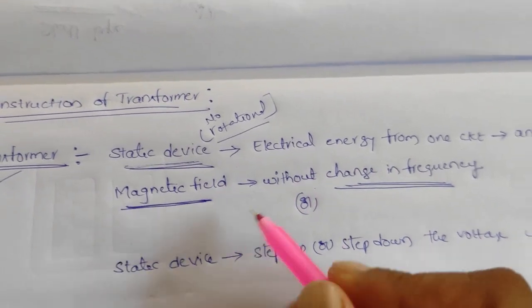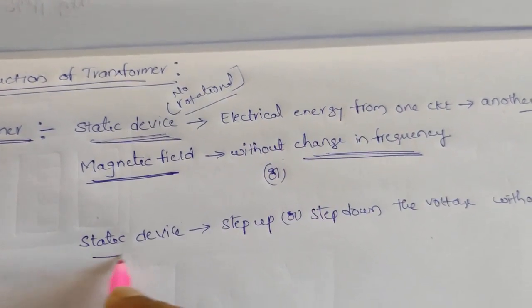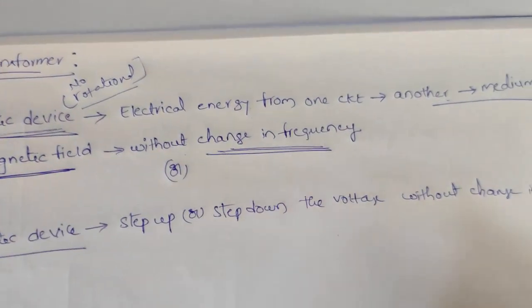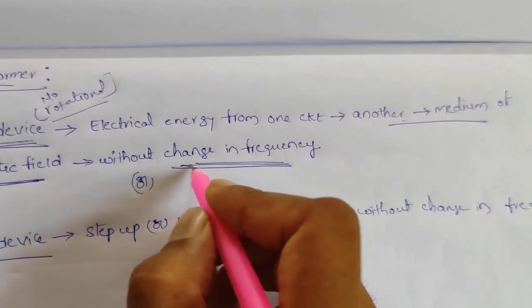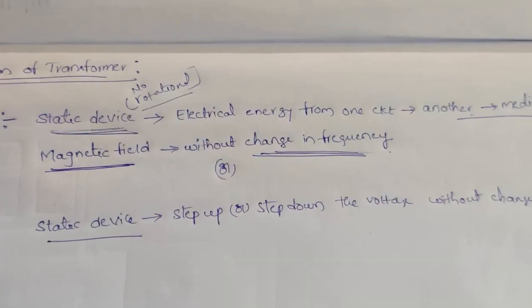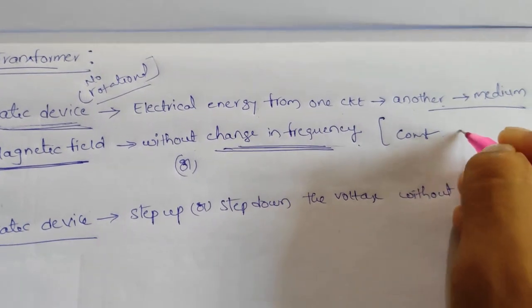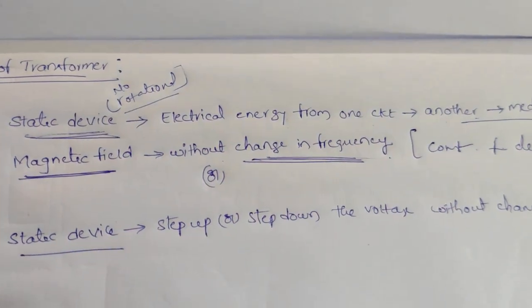In other words, a transformer is also defined as a static device which steps up or steps down the voltage without changing frequency. Here we are saying without changing frequency, which means it is also known as a constant frequency device. We can also use this word: constant frequency device.